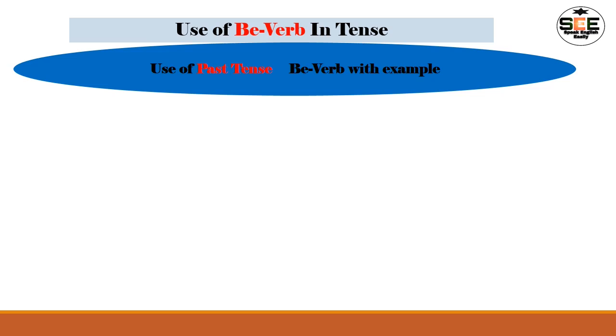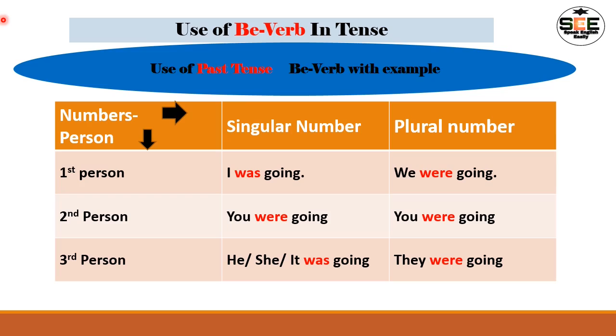So here we can find the use of past tense be-verb with example, and this is the table, and in this table we can see with this arrow marks number is showing, and we have singular number and plural number, right? 2 numbers we have, singular and plural, as well as person. We have 3 person, it is first person, second person and third person. So I'll make videos on this number and as well as person, so that it will be very helpful for you, and I'll request you please watch my all videos so that you can understand the English language very easily.